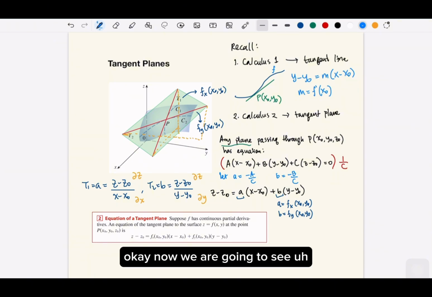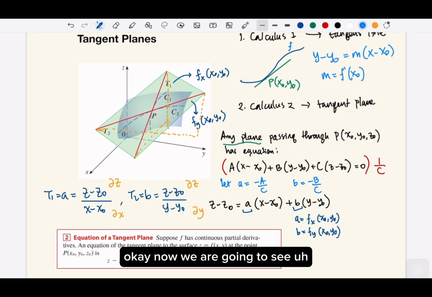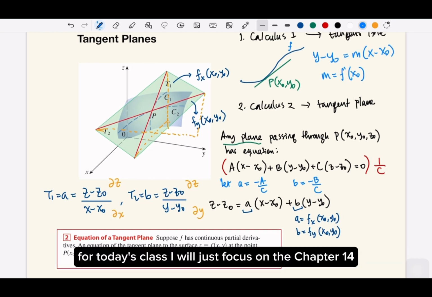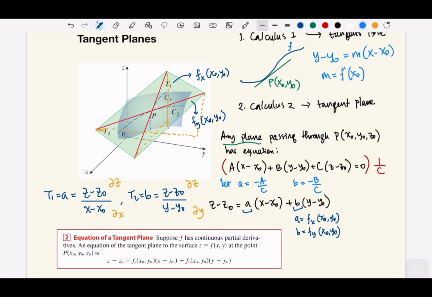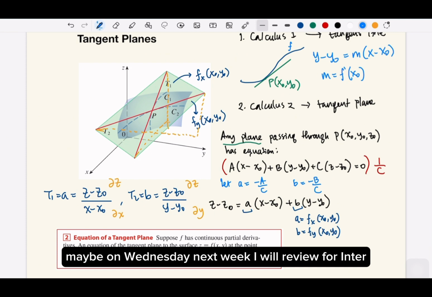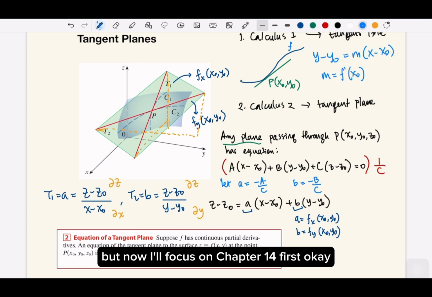Now, for today's class I will just focus on chapter 14. If we want to review for the midterm, maybe next week, on Wednesday, I will review for the midterm. But now I'll focus on chapter 14 first.